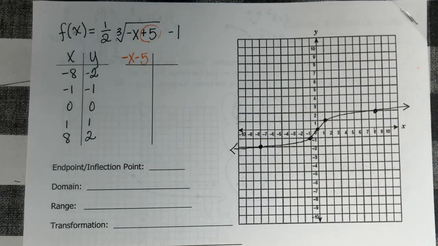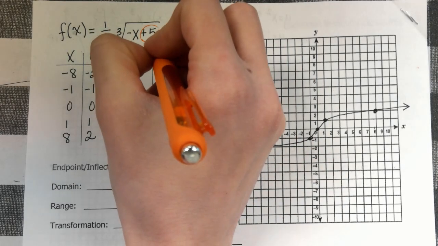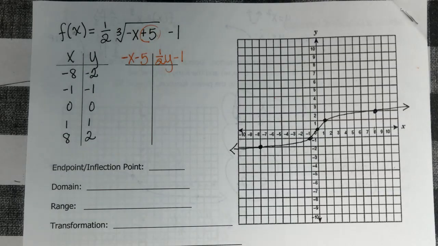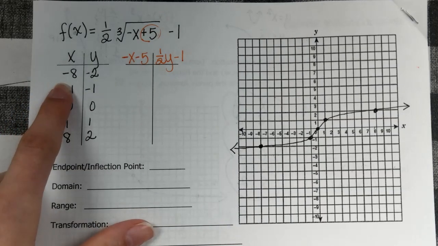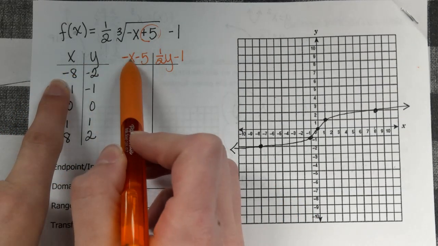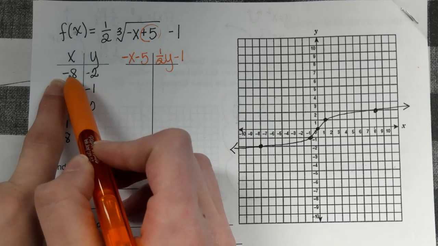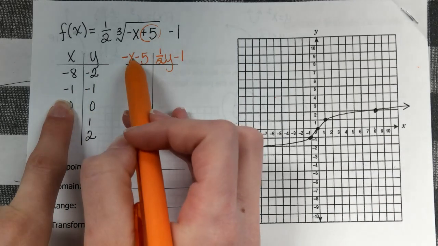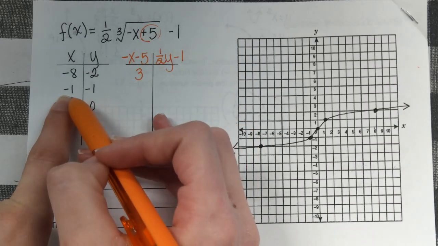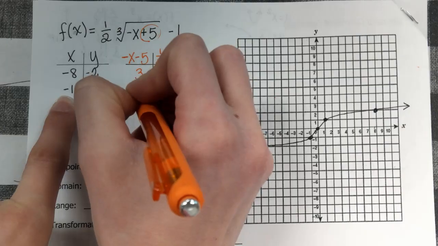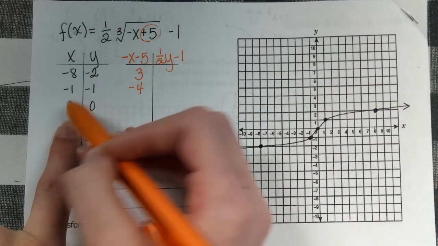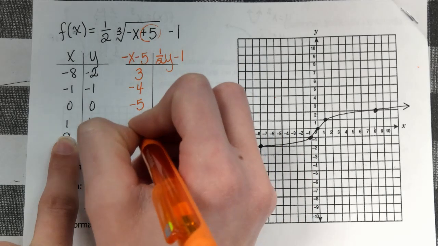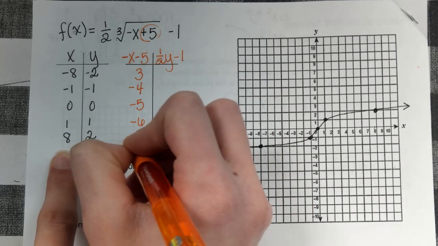And then my y's, I would have 1/2 y minus 1. So my x's, I have a negative 8, which means positive 8. Positive 8 minus 5 is 3. And then I have a negative 1, which means positive 1 minus 5, -4. 0 minus 5, -5. Negative 1 minus 5, -6. Negative 8 minus 5, -13.